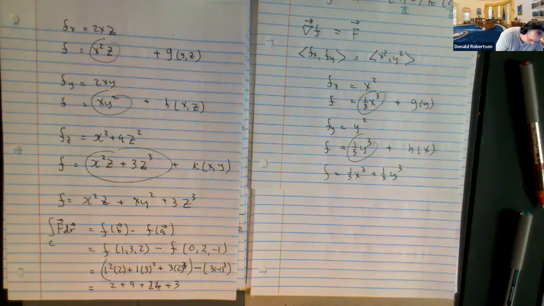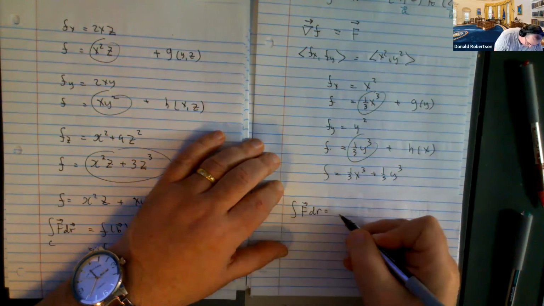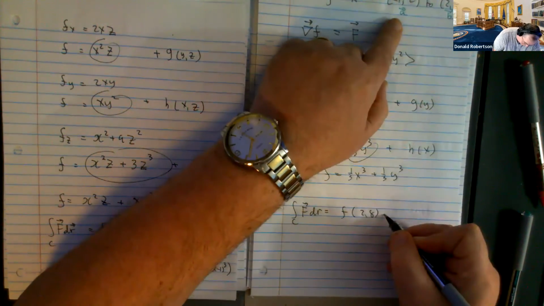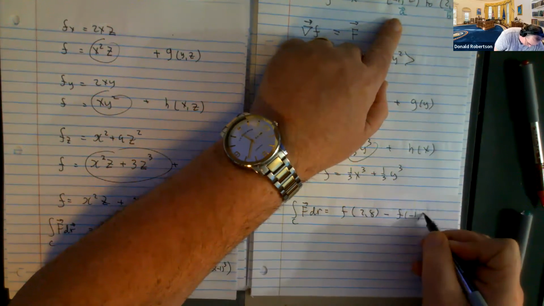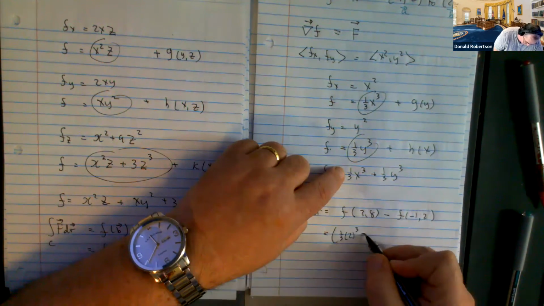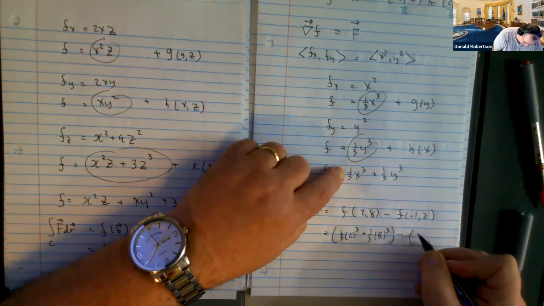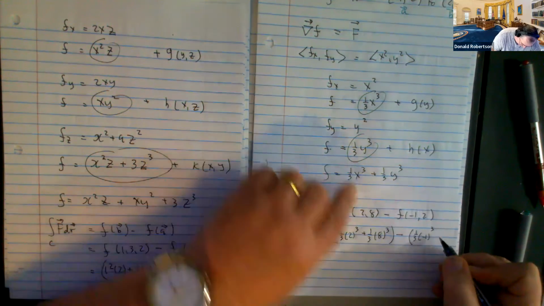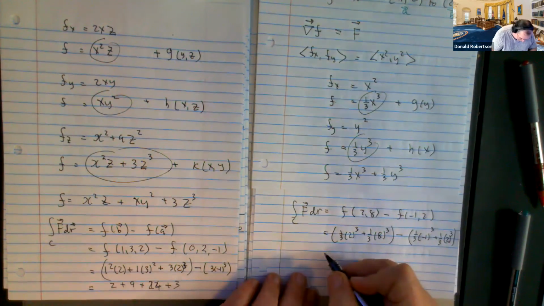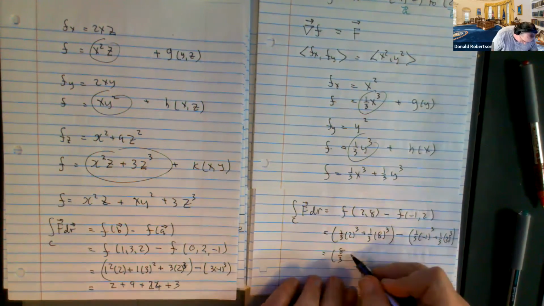And to finish then, the line integral would be the value of the function at the end, which is that, take away the value of the function at the beginning, which is that. And so we get 1/3 times 2 cubed plus 1/3 times 8 cubed, take away 1/3 times -1 cubed plus 1/3 times 2 cubed. Oh, that's going to be a challenge. 2, 4, 8/3. It's 256/3.